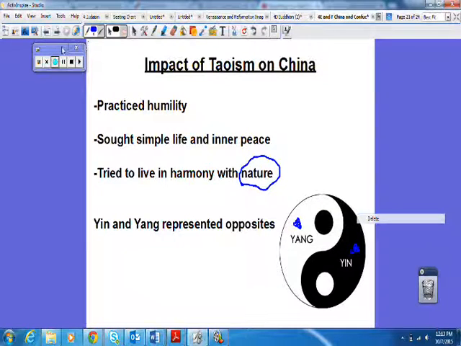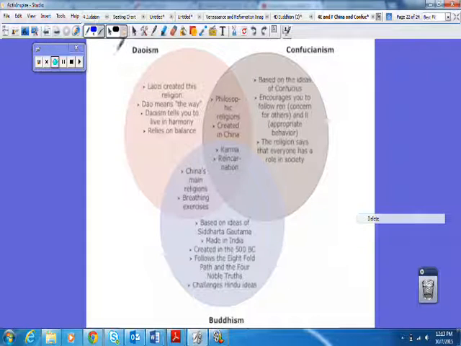So that's Taoism. Here's a chart showing Buddhism, Taoism, and Confucianism. You'll also see Taoism spelled with a D. If you see it that way, don't panic. Otherwise, if you want to pause and take a look at this, great. I'm not going to go over it.